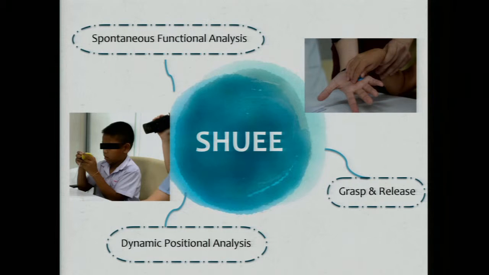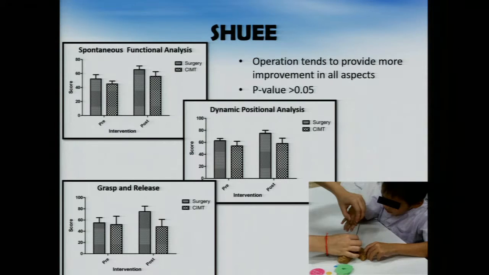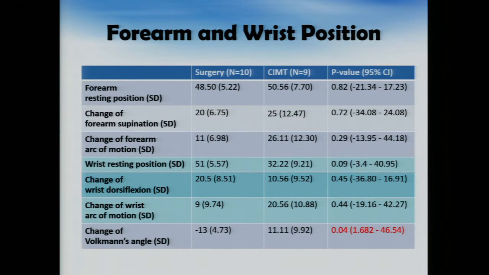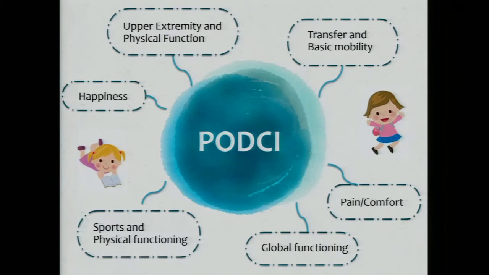The primary outcome is functional performance, which we evaluated by 3 aspects of SHUEE. The score was better for the operative group in all dimensions. However, there was still no statistically significant change between the surgery and CIMT groups. The secondary outcomes are the position and range of motion of the forearm and wrist. None of these had significant change in each group or between groups, except for the wrist position, represented by the change of workman's angle, which showed significant improvement in surgery treatment compared to CIMT.